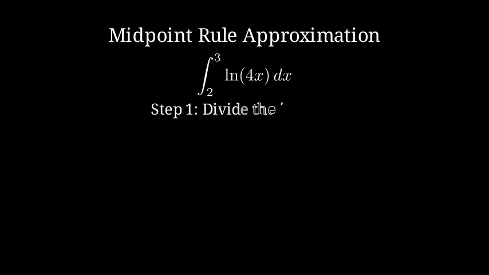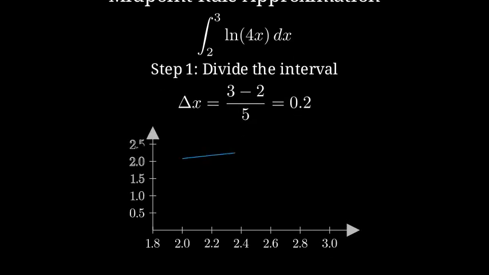Step 1. We divide the interval from 2 to 3 into 5 equal parts. The width of each subinterval is delta x equals (3 minus 2) over 5, which is 0.2. Now, let's visualize the function y equals natural log of 4x and the 5 midpoint rectangles. Here are the axes and the curve.